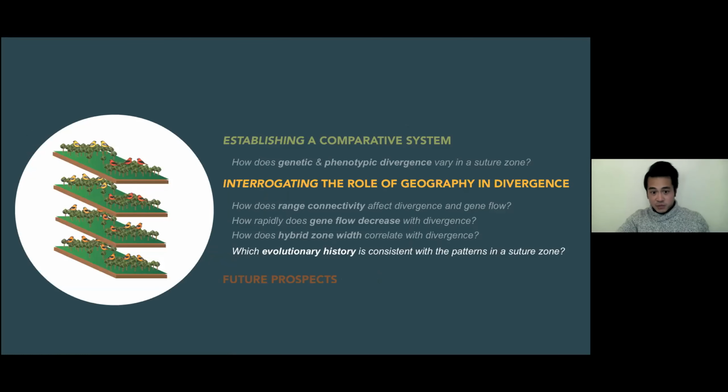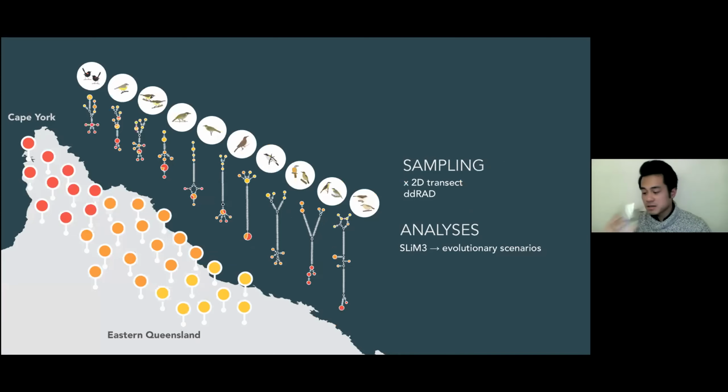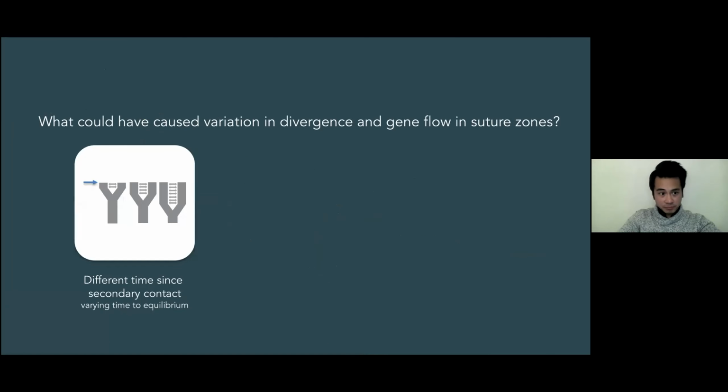The last question we have here is which evolutionary history is consistent with the patterns in the suture zone. This is the preliminary work I was talking about that I'd really appreciate some insight on. Here we use the same 10 systems I mentioned previously, the same two-dimensional transect. It's really complementing the pattern we see previously with simulations of different evolutionary scenarios, trying to get at which scenarios could have resulted in the patterns that we see today. Here are the main scenarios I've tested so far.